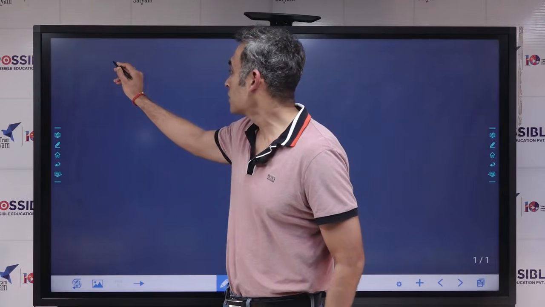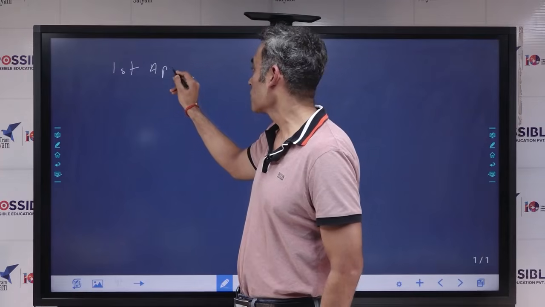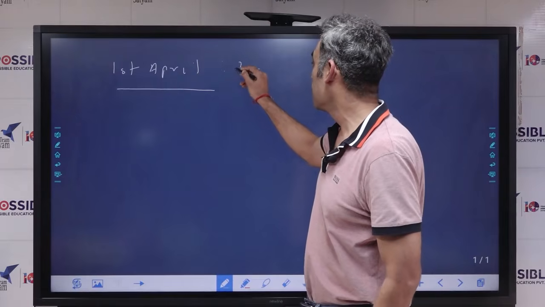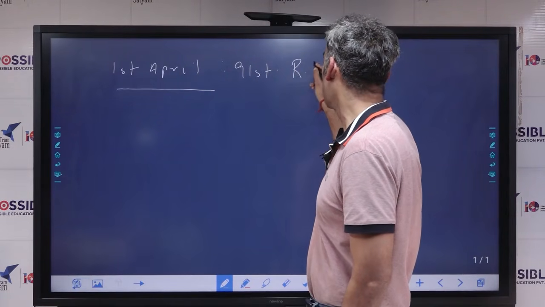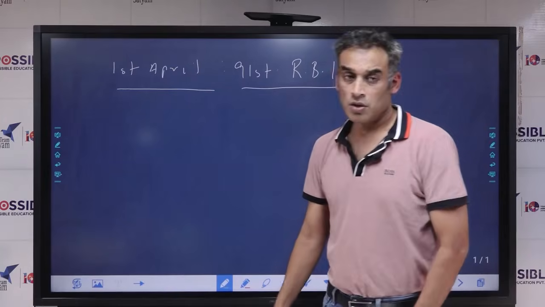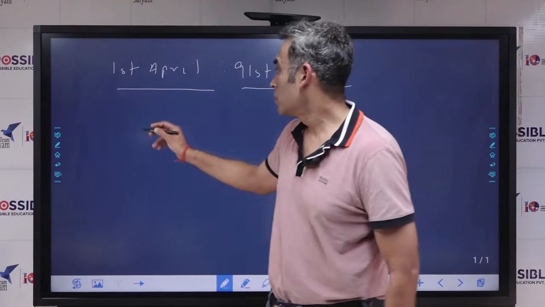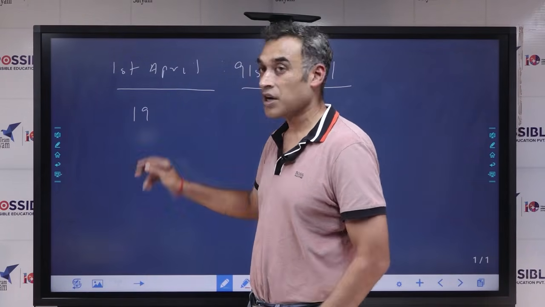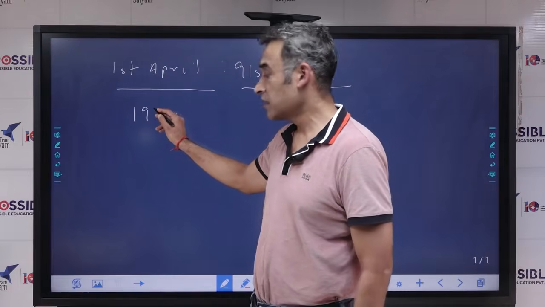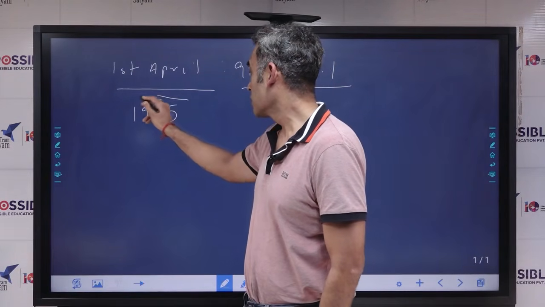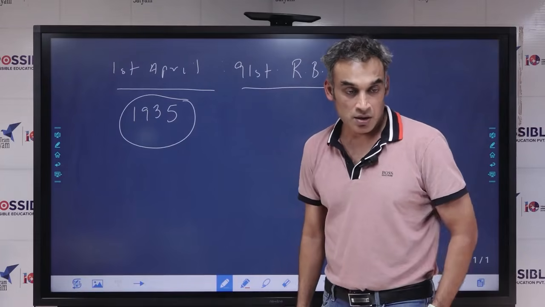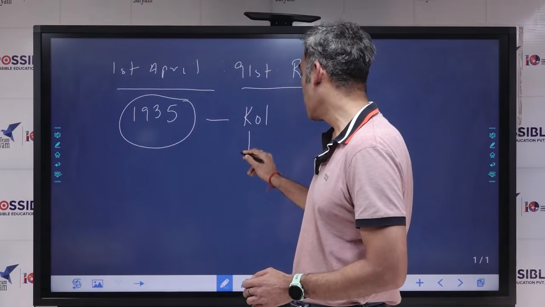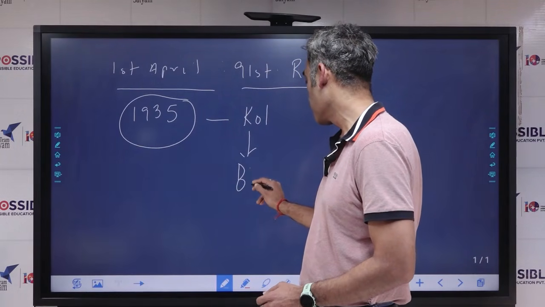The first one is 1st of April. 1st of April is the 91st anniversary of RBI, Reserve Bank of India. Right? Now, RBI was set up through the Government of India Act in 1934, and RBI was a recommendation of the Hilton Young Commission, and in 1935 RBI was set up. RBI's headquarters was initially in Calcutta, and then it was later shifted to Bombay or Mumbai, right?